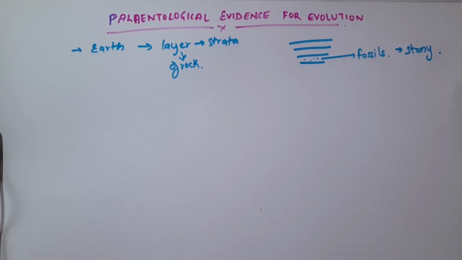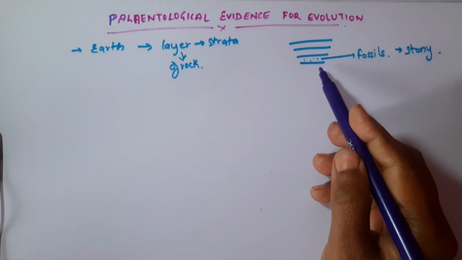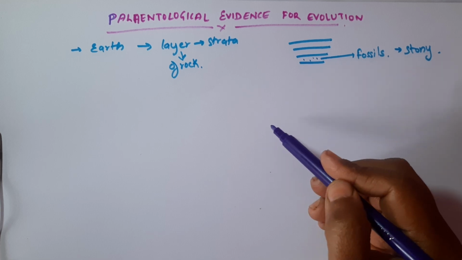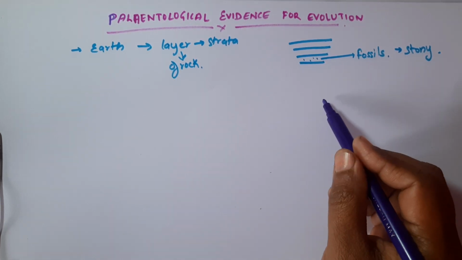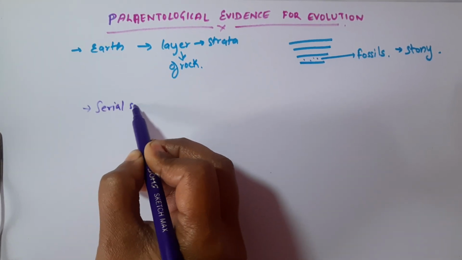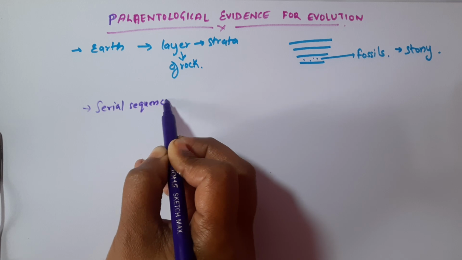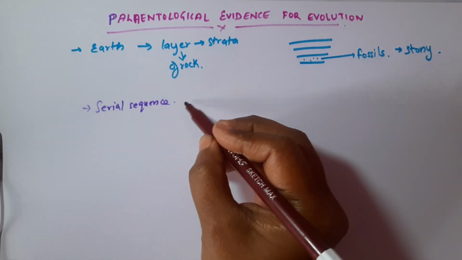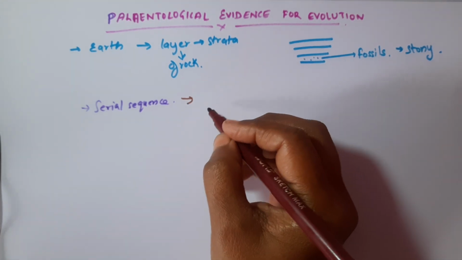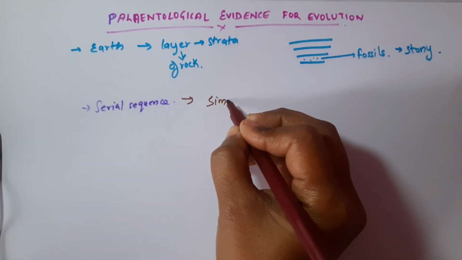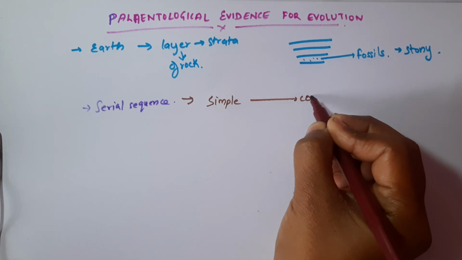Now, when the scientists or researchers were studying these layers or strata of the earth, they found that there is a serial sequence. What does serial sequence mean? Serial sequence means that life has originated from the simpler to the complex. So, from simple to complex.